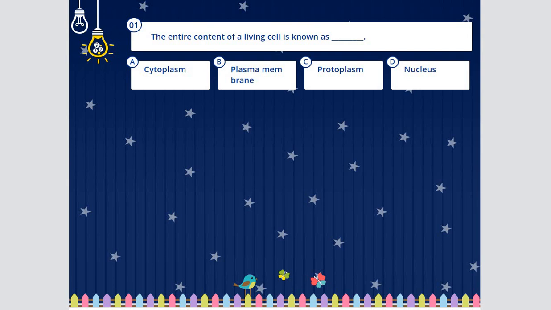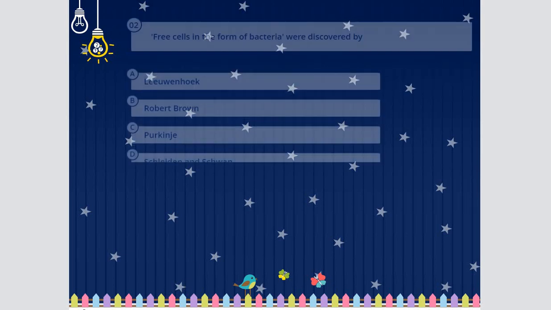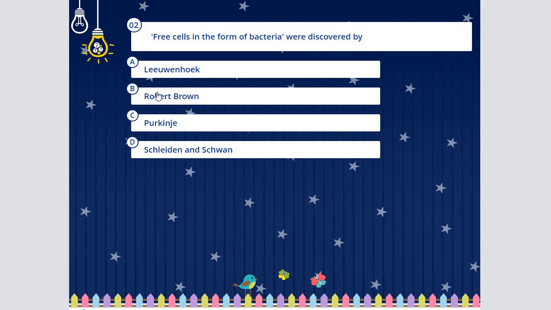So the entire content of living cell is known as, of course, protoplasm. Correct. Next, free cell in form of bacteria. Leeuwenhoek. Yeah, Leeuwenhoek discovered microorganisms, isn't it? I mean, bacteria only discovered.